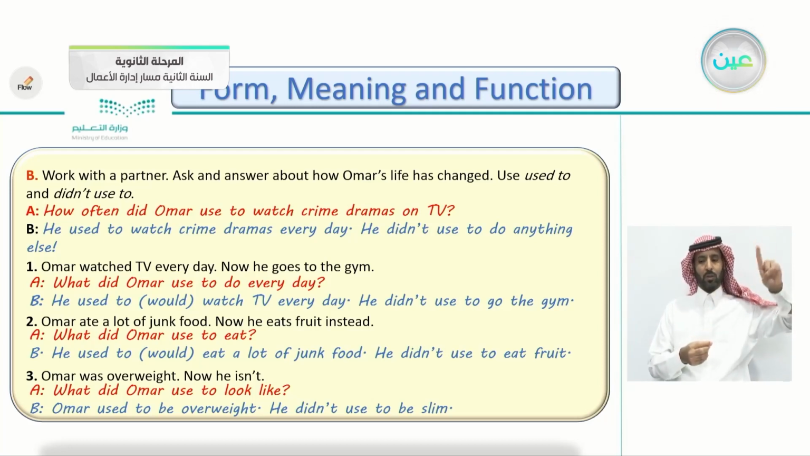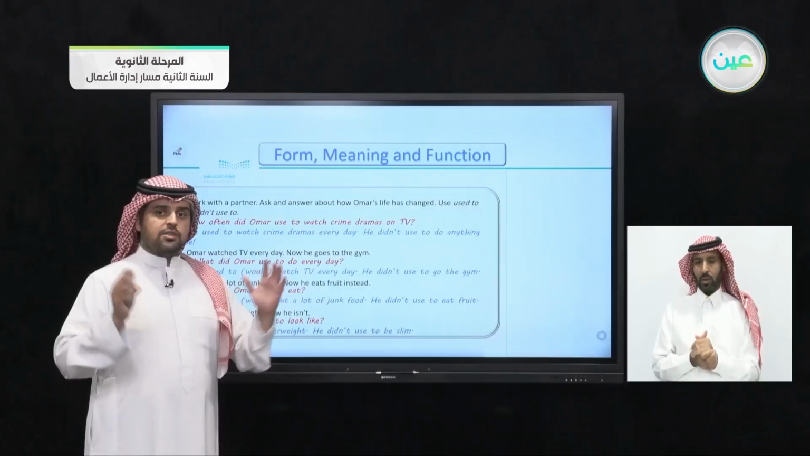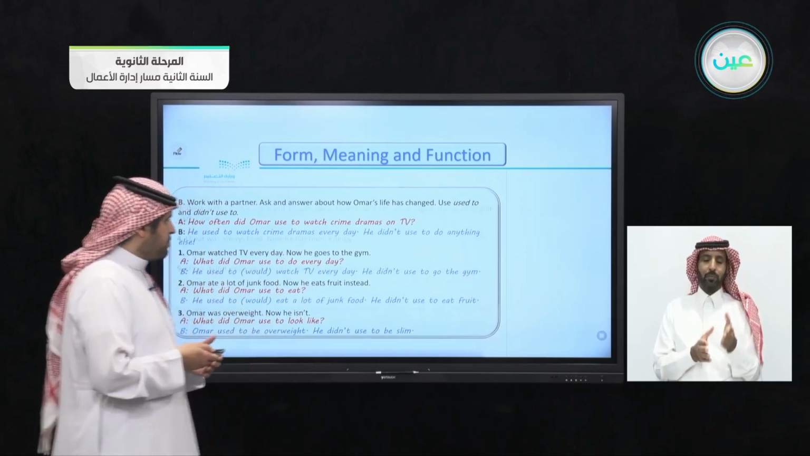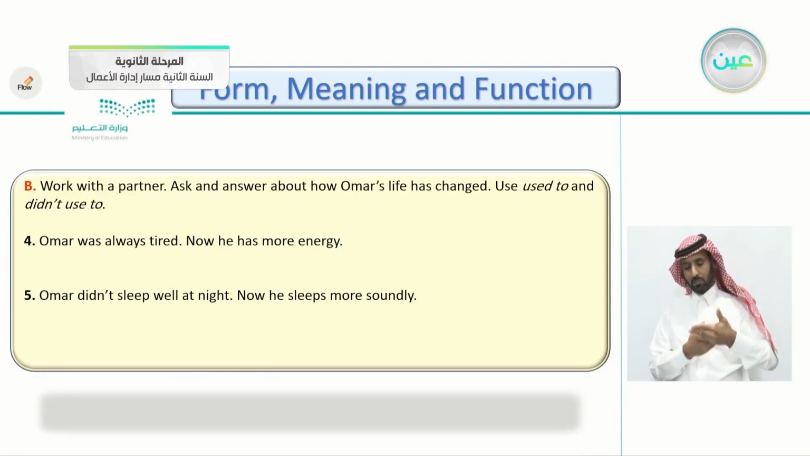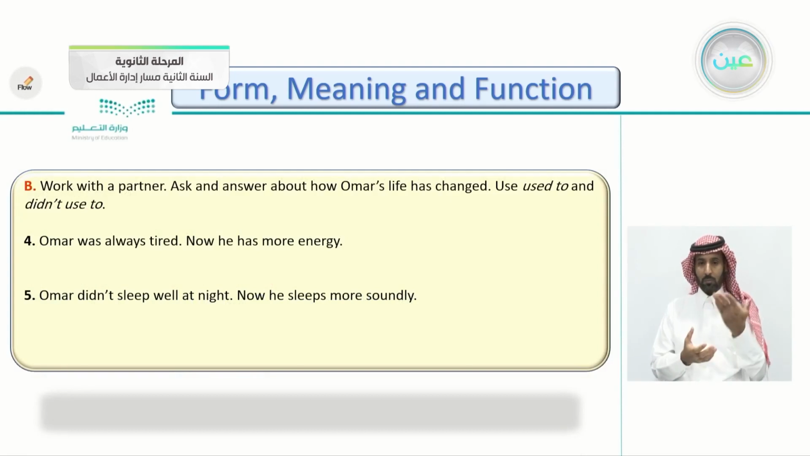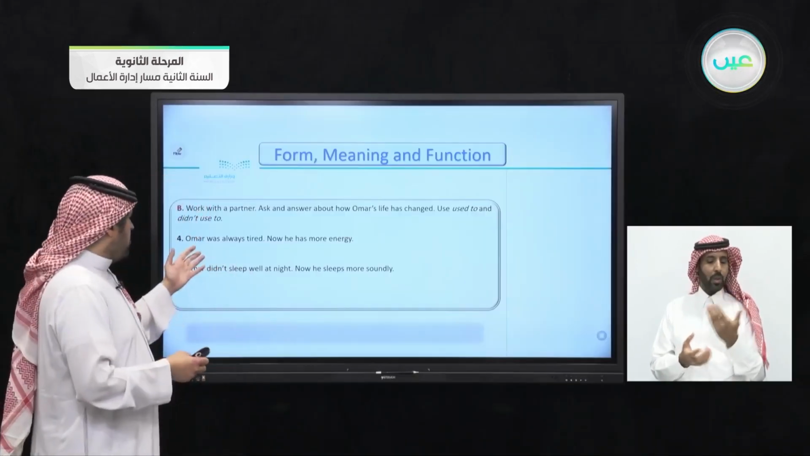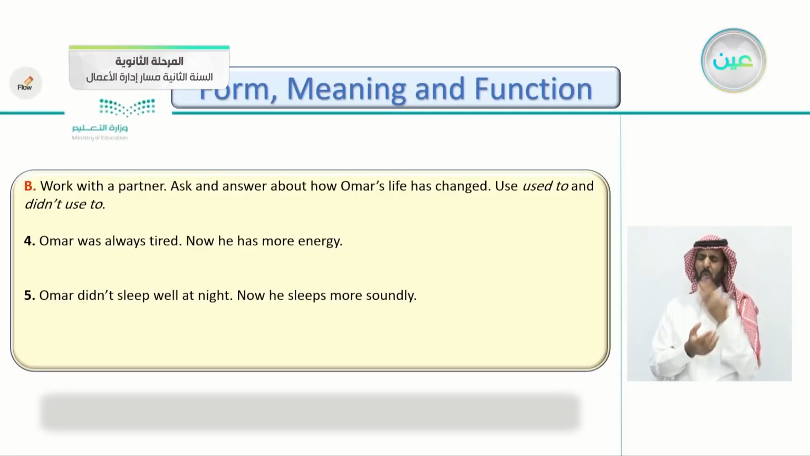Again, Umar used to be overweight. He didn't used to be slim. Continuing here, Umar was always tired. Now he has more energy. So we're talking about his shape, his strength here. Umar was always tired before. This is in the past. Now, because he's exercising maybe, he has more energy.